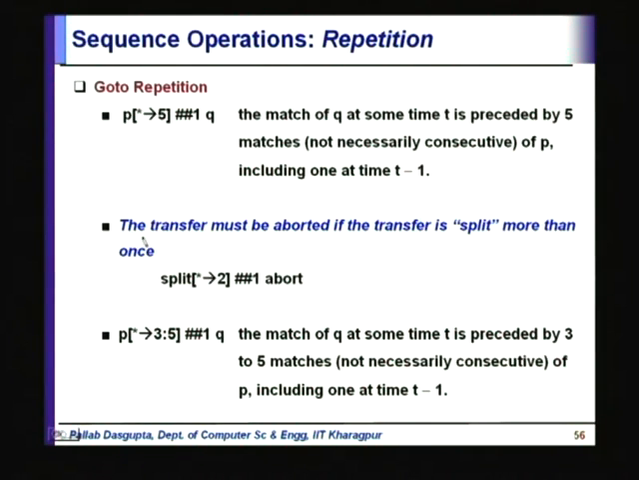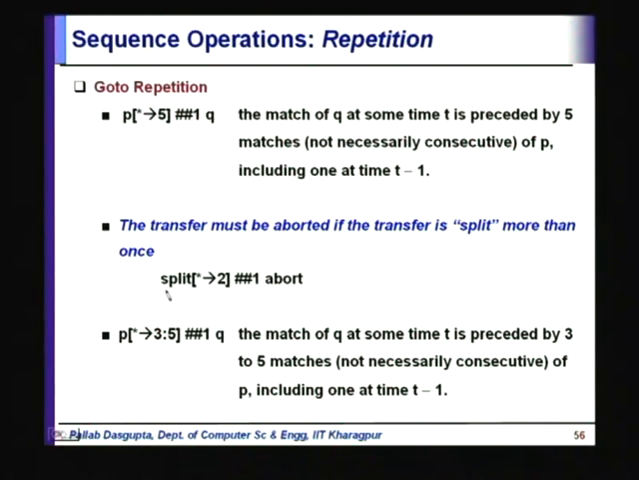Now, suppose we want to say that in some bus transfer, the transfer must be aborted if the transfer is split more than once. Typically what happens is, in bus transfers there can be a difference in speed of transfer between the master and the slave. So, if the slave is not able to produce the data within time, then it can split the transfer. It says to the master, hold on, I am not yet ready. So, that is a split transfer, right.